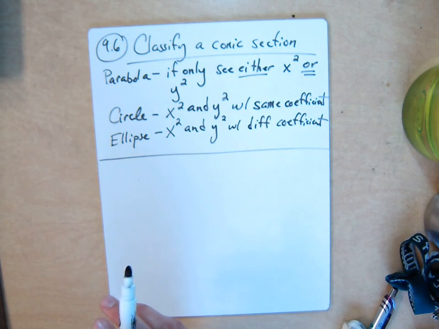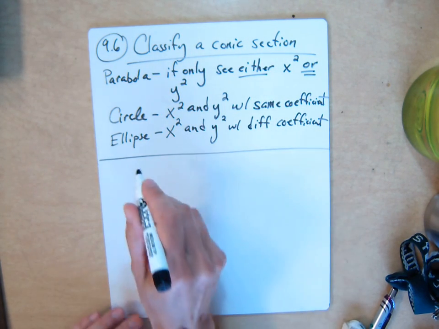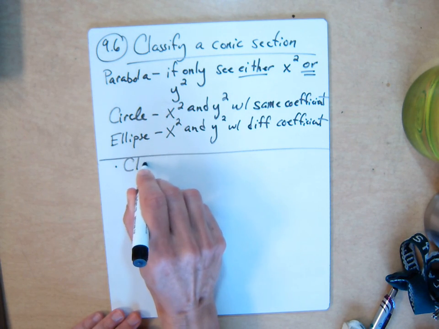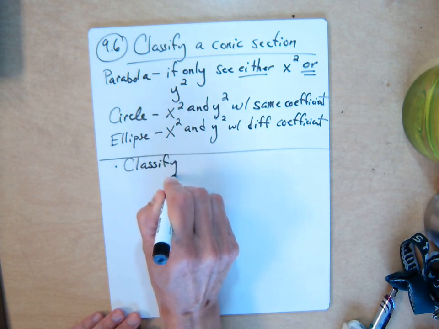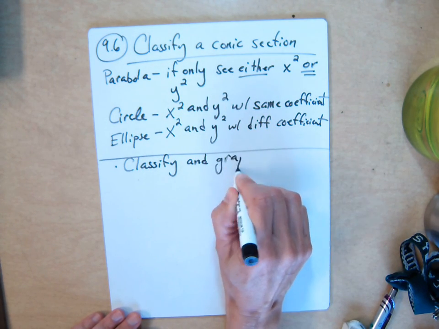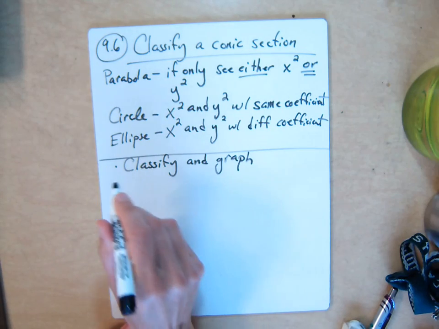So we're going to do 3 examples. There'll be one of each, and that'll give us a chance to review too. So the directions are the objectives. You'll be doing this a lot on the test: classify, give information, and graph. And you'll just be given the equation in standard form.